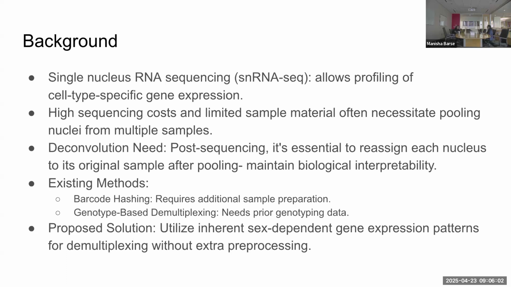There are two already existing methods for deconvolution, known as barcode hashing and genotype-based demultiplexing. But even these methods have some limitations. Barcode hashing requires additional sample preparation, while the genotype-based method requires you to genotype your data beforehand. In this particular paper, they propose a solution to this problem. They are utilizing the sex-dependent gene expression patterns to deconvolute without needing any extra experimental steps, sample barcode information, or extra processing steps.